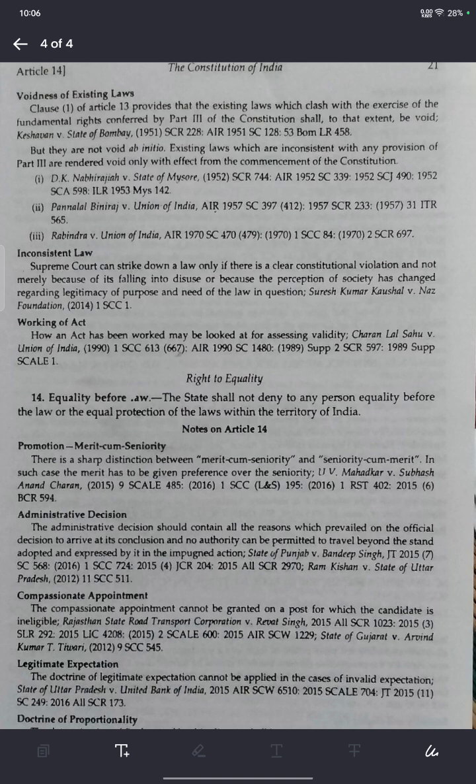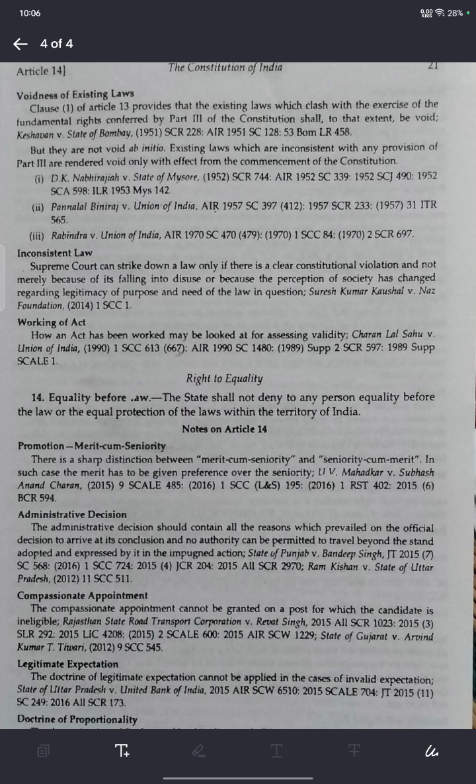But they are not void ab initio. So the voidness in existing law: Article 13 provides that existing law which clashes with the fundamental rights prescribed in Part 3 of the Constitution, if it is clashed with the existing law provided by Article 13 clause 1, then it is to be void.